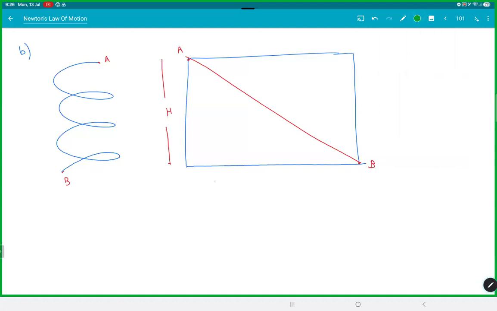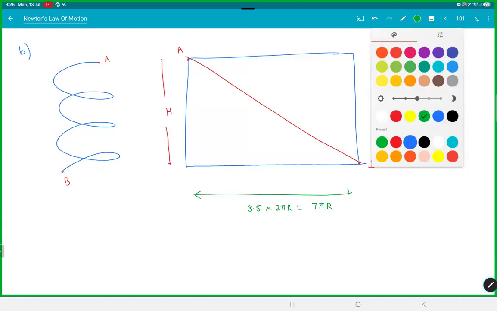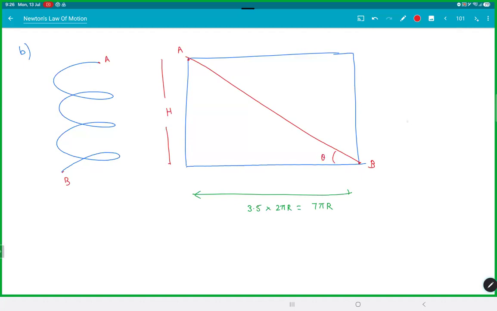You said this is 3.5 turns. So this base will be, one turn will give you one circumference, so 3.5 turns will give you 3.5 × 2πr, which is 7πr. That was the idea there. This angle will be theta.